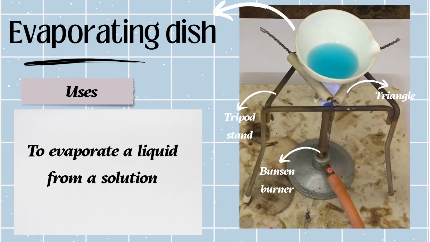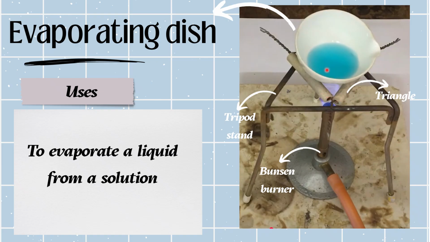What you're going to do is put a burner exactly below, which provides the heat source to the system. This stand is called a tripod stand. Since it has three legs, we call it a tripod stand. And this thing, as you can see below the porcelain dish or evaporating dish, we call a triangle. So why are we using this triangle?